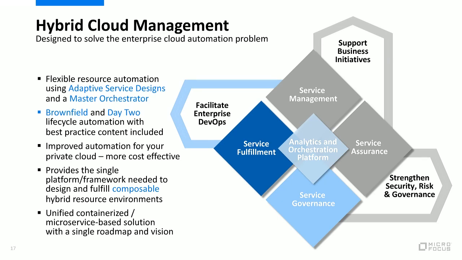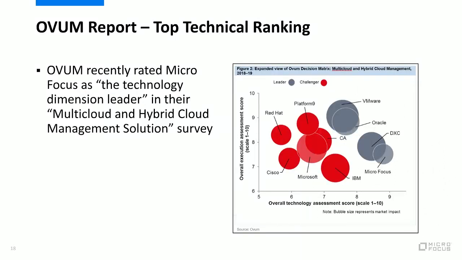And day two lifecycle automation, and we also have that great catalog of ongoing content for you that's over 10,000 items for orchestration. It's an agile framework. It is designed to address all of the problems you need, but still sit above Chef or Puppet or Ansible or whatever you have for configuration automation, etc. Or you can use SA for thousands of servers. Once again, unified, containerized, microservice-based, cloud-native environment, single roadmap and vision. That's why it's working so well to address that service fulfillment.